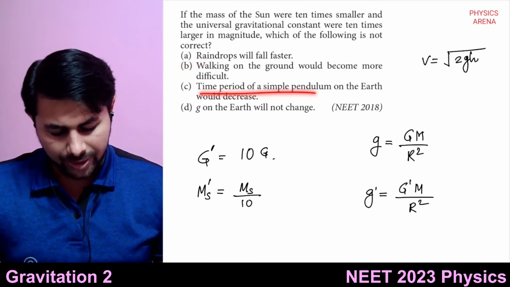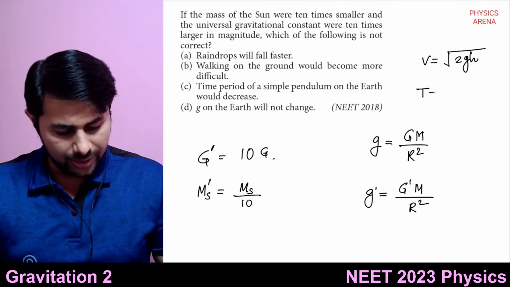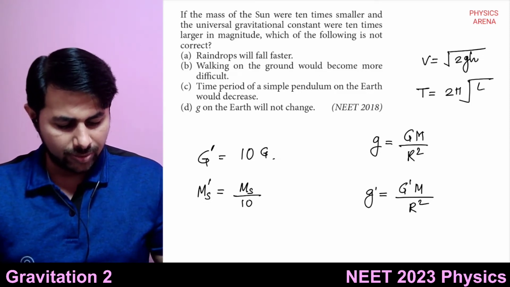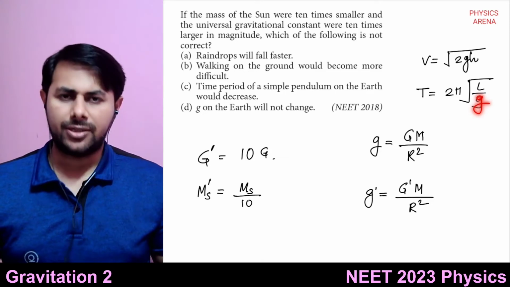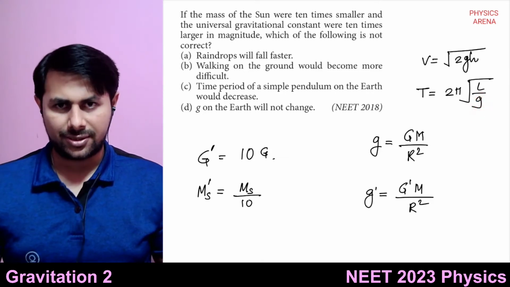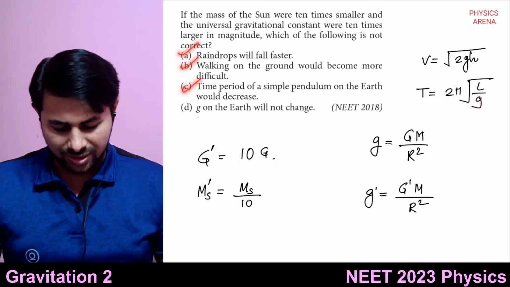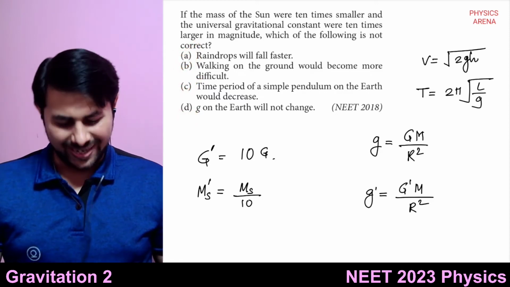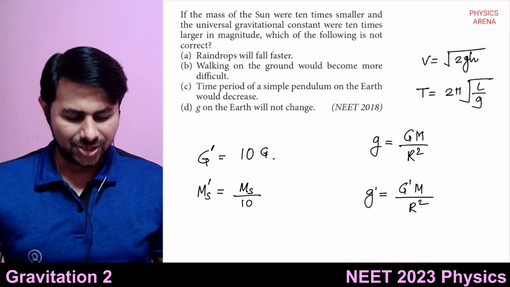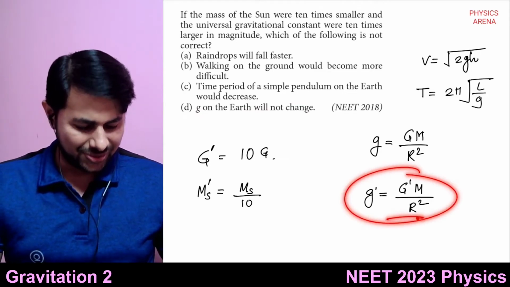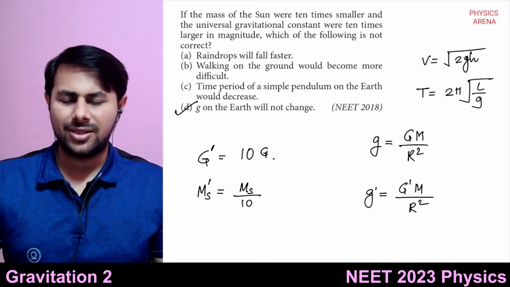It is true. Time period of simple pendulum on Earth would decrease. So what is time period of simple pendulum? T is equal to 2 pi square root of L upon g. So it is inversely proportional to root g. If g increases, T decreases, right? So this is true, this is true, this is true. Which is not true? This is not true. They are saying g will not change, small g, acceleration due to gravity, but it will change, right? So this is the answer.